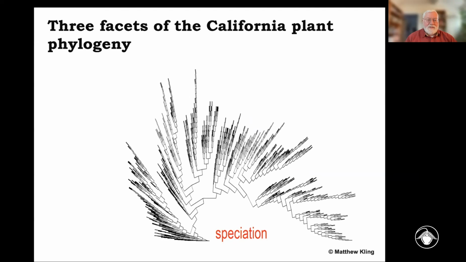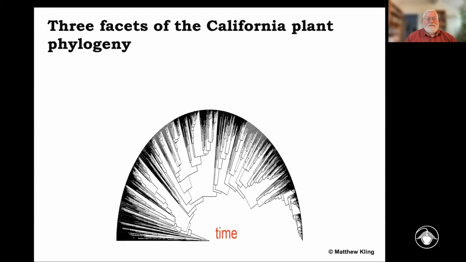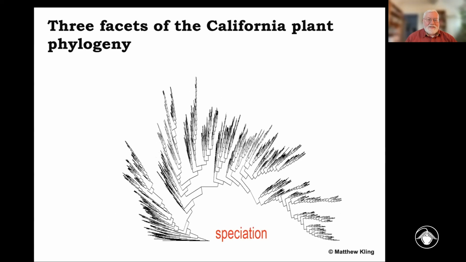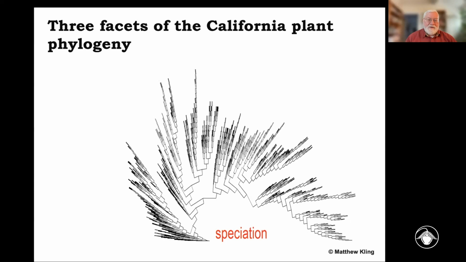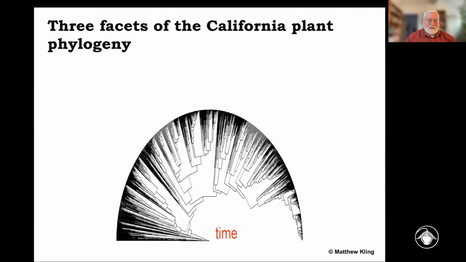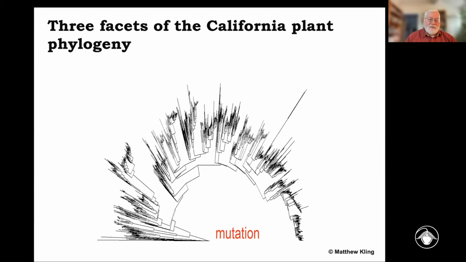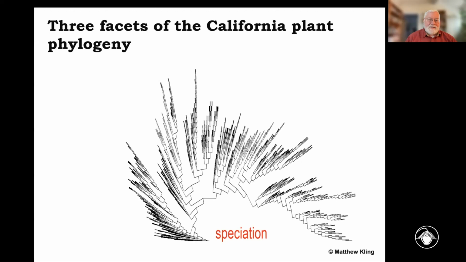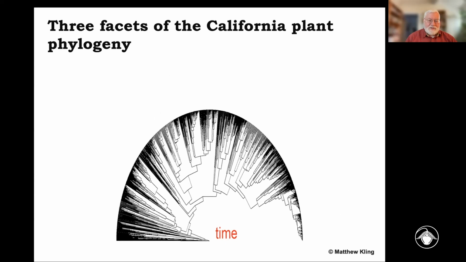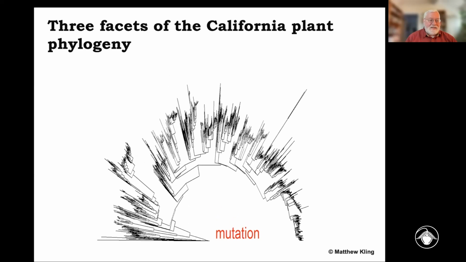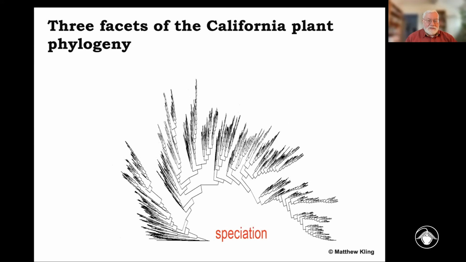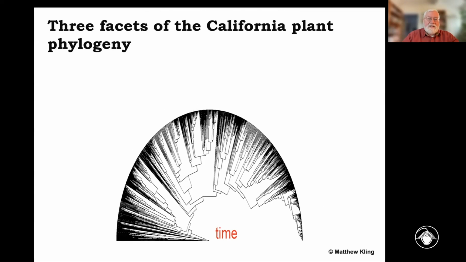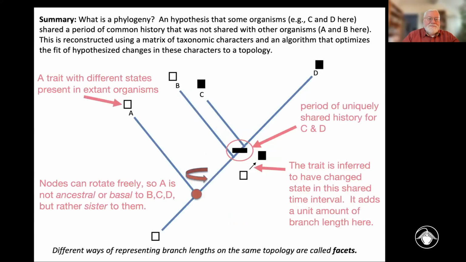So at least these 3 facets are going to turn out to be super useful for conservation. This is one of those situations where one's not better than the other, but they are telling us different things. The mutation here is a reflection of genetic diversity. This is a reflection of amount of speciation, and this is a reflection of time. And each of those has some value in conservation decisions, and so we'll end up looking at all of them. And we thank Matt Kling for sharing this with us.